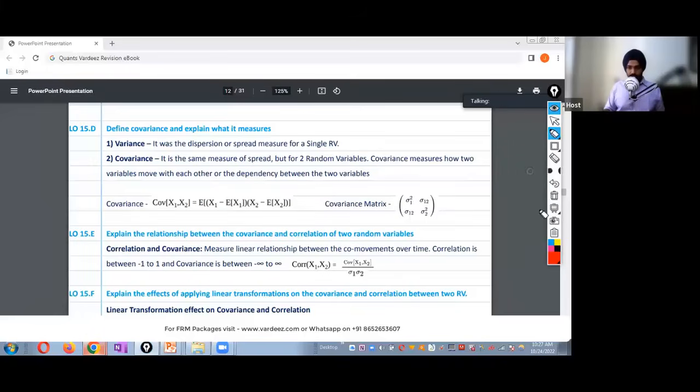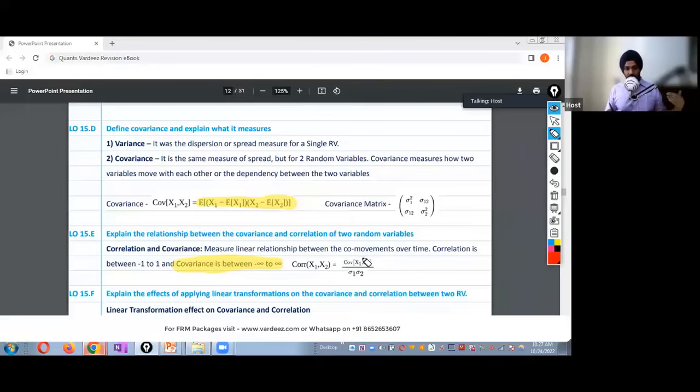Now, covariance has its own limitations. Covariance is between negative and positive infinity. Once you do these calculations, you can get any random number, and that's not comparable. It can go on and on and on. So that's not very reflective, and that's not good.